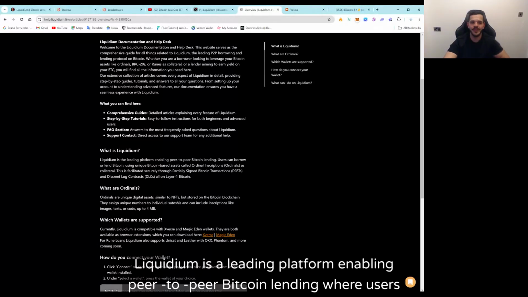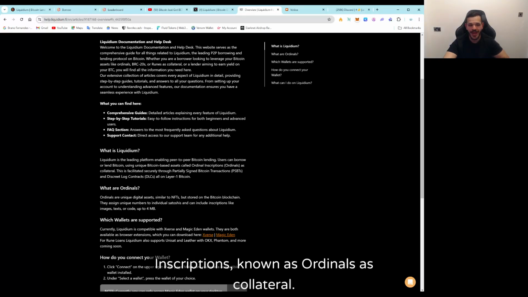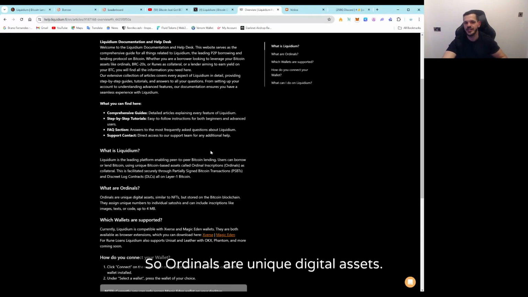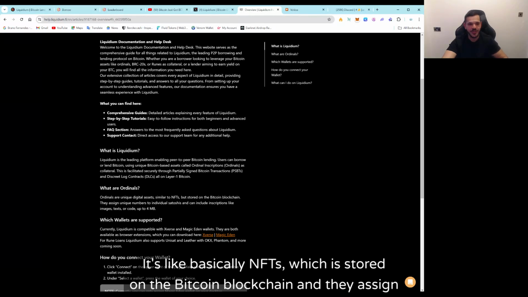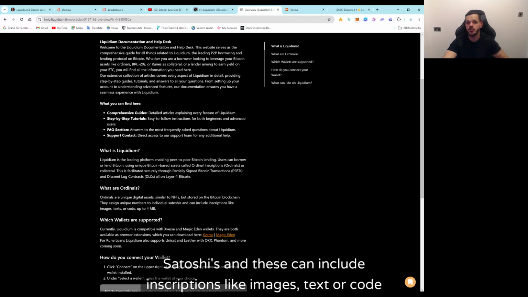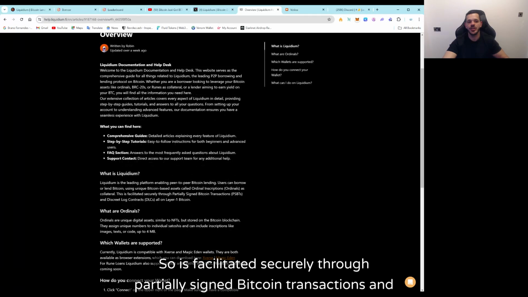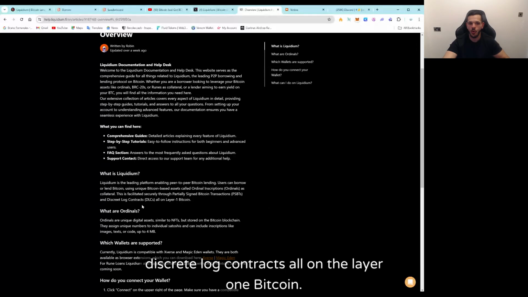Liquidium is a leading platform enabling peer-to-peer Bitcoin lending where users can borrow and lend on Bitcoin using unique assets called Ordinal Inscriptions, known as Ordinals, as collateral. So Ordinals are unique digital assets. It's basically like NFTs, which are stored on the Bitcoin blockchain, and they assign unique numbers to individual Satoshis, and these can include inscriptions like images, text, or code, which is made up to about 4 megabytes. This is facilitated securely through partially signed Bitcoin transactions and discrete log contracts, all on layer 1 Bitcoin.